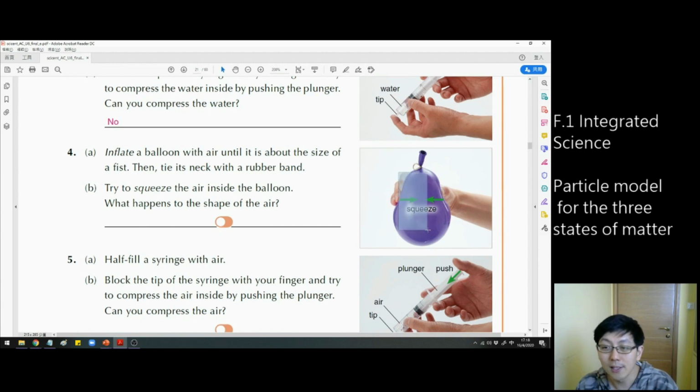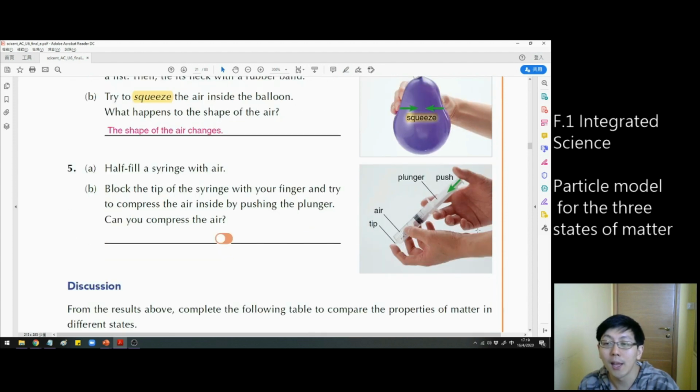Okay, last one we have air. We have air inside the balloon, and we try to squeeze the balloon. What happens to the shape of the air? It changes. And if we put the air inside the syringe and we push the plugger again, actually we know that we can compress the air inside.